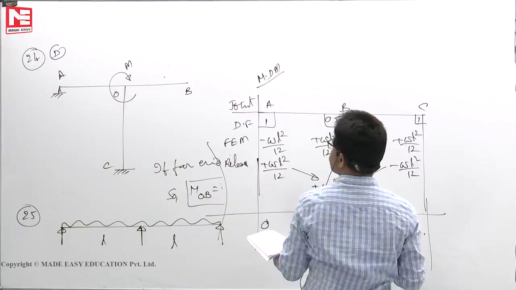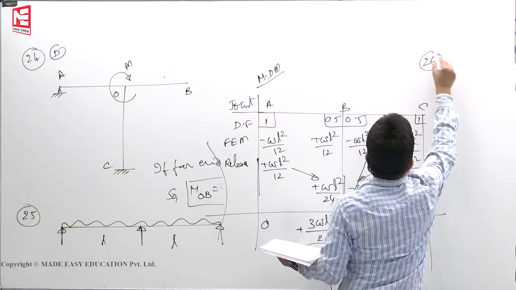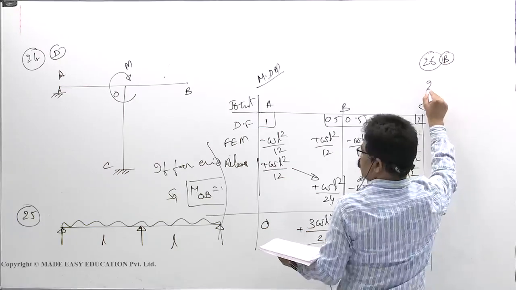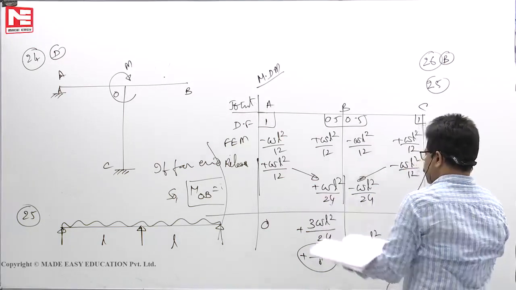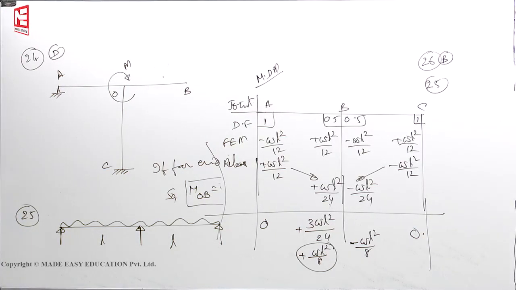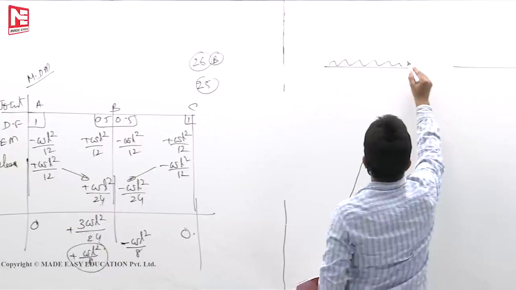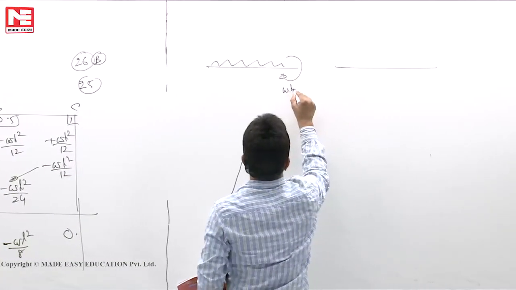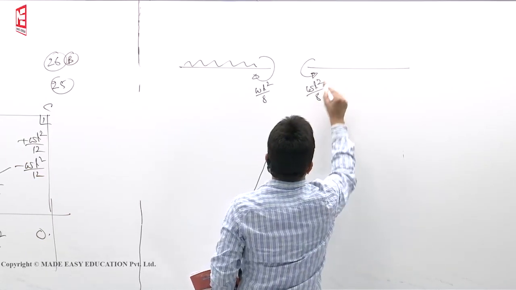So the 26th question we can answer directly, B. Then 25th, what is the reaction at the middle support? See, for that we'll write this one quickly. This moment is WL plus WL square by 8 minus WL square by 8, UDL.